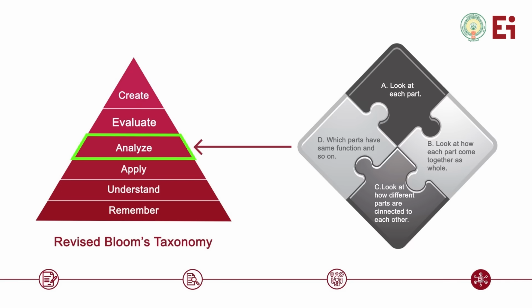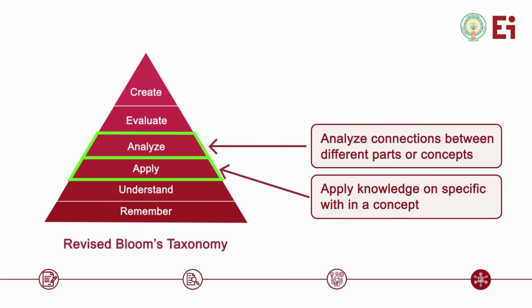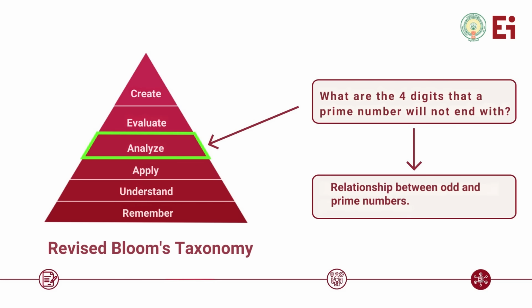The next 3 categories: analyze, evaluate, and create, which many consider as HOTS, that is higher order thinking skills. Analyze. When we analyze something, we take it apart, we see how parts come together as a whole, how different parts are connected to each other, and so on. It is a more complex skill than apply, because when we apply our knowledge, we are implementing something specific from a concept, and not the entire concept. At the analysis level, we are going beyond the specifics and seeing the connections between the different parts of a concept. Let us look at this example.